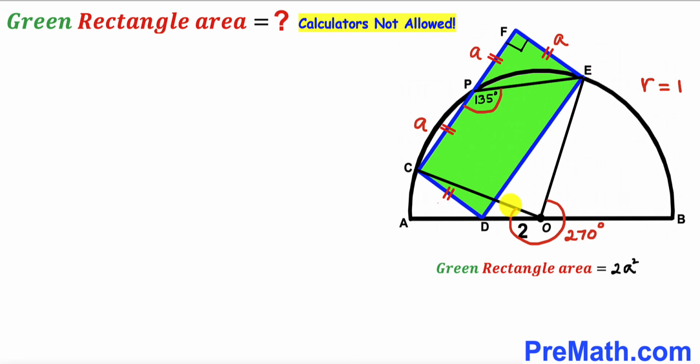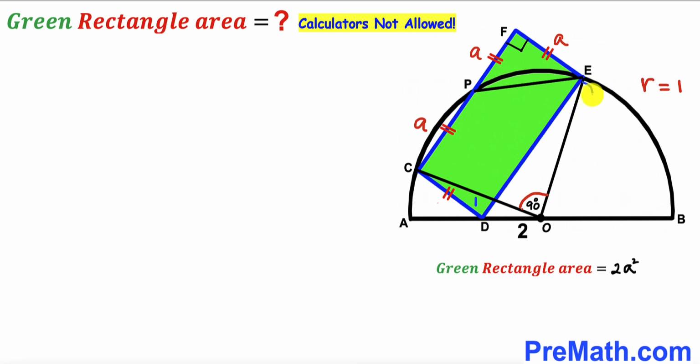So therefore this remaining angle has got to be 90 degrees. So therefore we can see that this angle EOC turns out to be 90 degrees. And now let's make an observation. We can see that this OC represents the radius of this semicircle, and we know the radius is 1. So therefore this CO length is going to be 1.